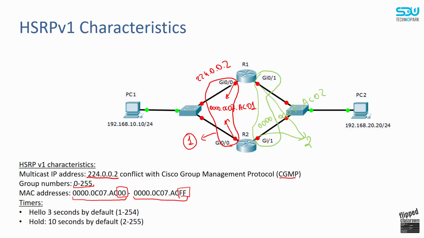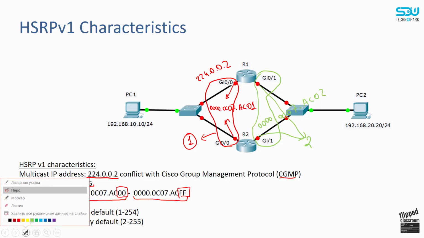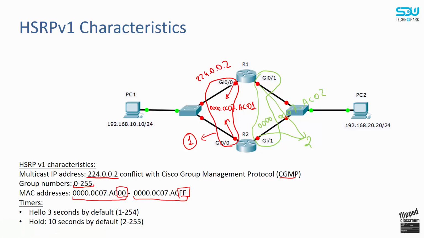And what about timers? The hello timer takes 3 seconds by default. What does it mean? It means that router 1, if it is configured with the standby protocol from this side, will send a hello message to router 2 every 3 seconds. And if this message is not delivered for more than 10 seconds, then router 1 will think that router 2 is not available, and afterward some changes can occur in the network.